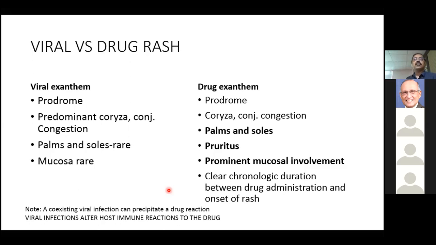Prominent mucosal involvement. In a viral rash, you will find a mucosal involvement either in the palate or here and few small erosions. But you will find hemorrhagic lesions or very prominent erosive and ulcerative lesions here. And there is always a clear chronologic duration between the drug administration and the onset of the rash. So that is what gives you a clue.